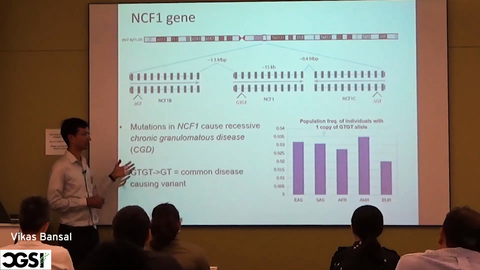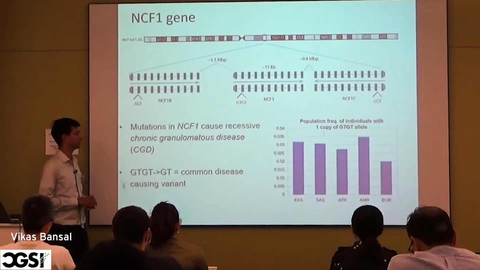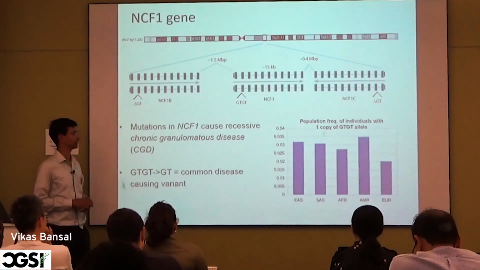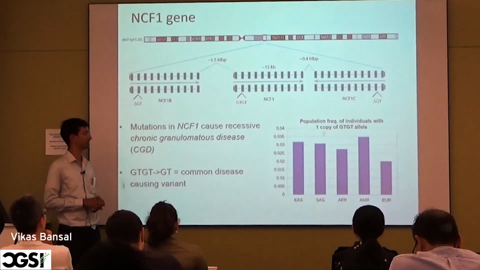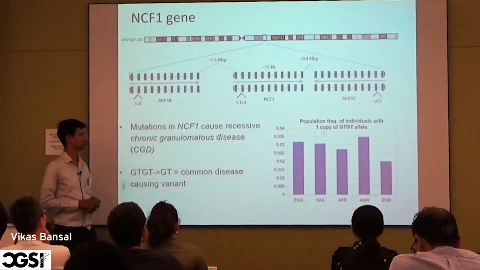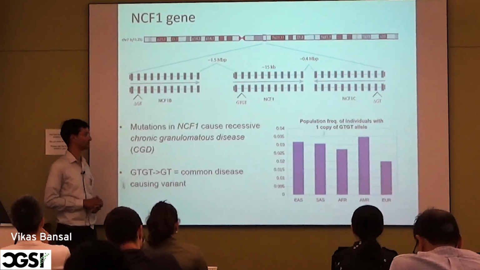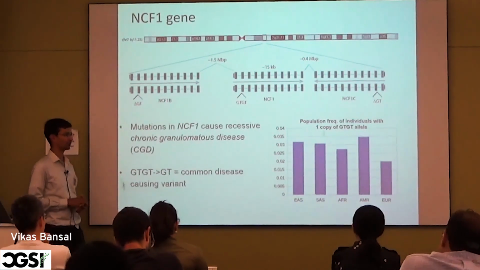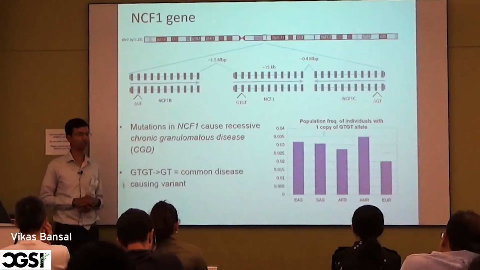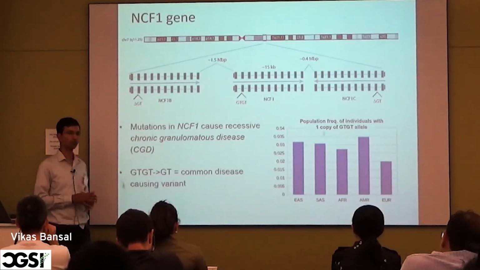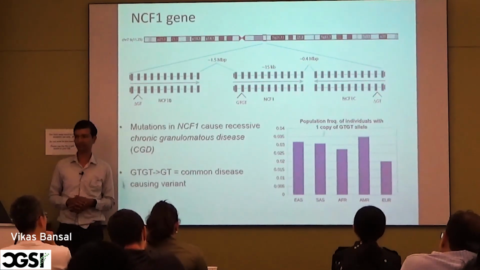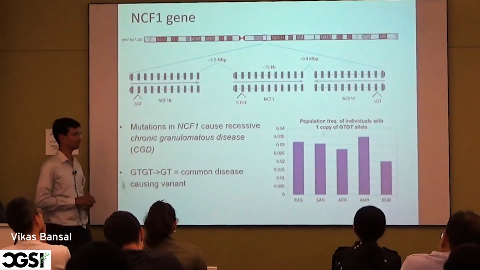Using our PSV F values, we were able to estimate the frequency of individuals that carry only one copy of the functional NCF1 GT allele. In this plot you can see that about 3% of individuals in all populations seem to be carriers of one copy of this allele, and therefore a significant proportion of individuals, about 2 in 10,000, are likely to have no functional NCF1 copy and probably have high risk of this disease.